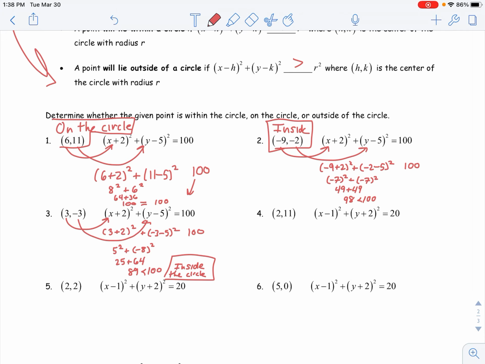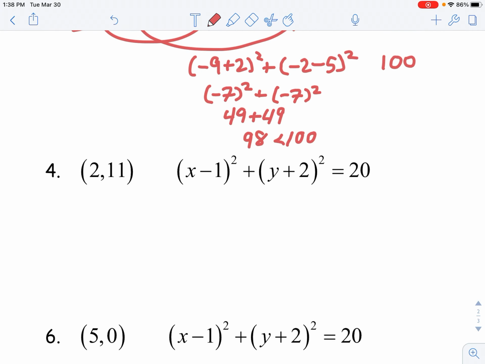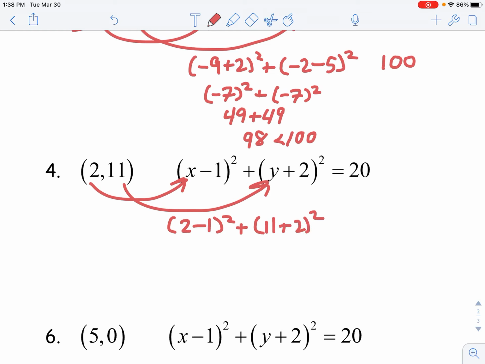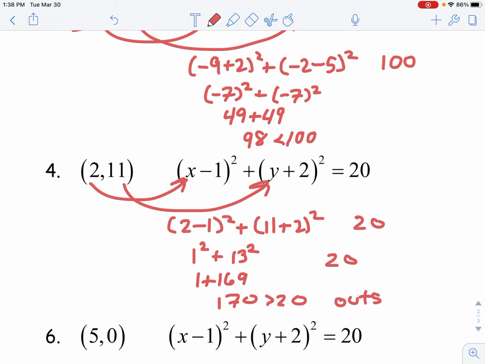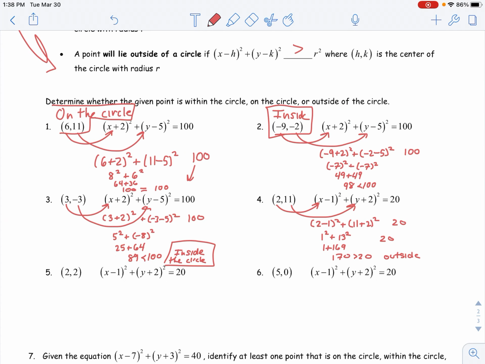All right, let's do number 4 now. Again, plug in 2, plug in 11. We're going to get (2 - 1)² + (11 + 2)². We're going to compare it to 20. So 2 - 1, 1 squared. 11 + 2, 13 squared. Ooh, I think I see where this is going. We're going to get 1 + 169, which is 170, which is tremendously bigger than 20. So this is outside.